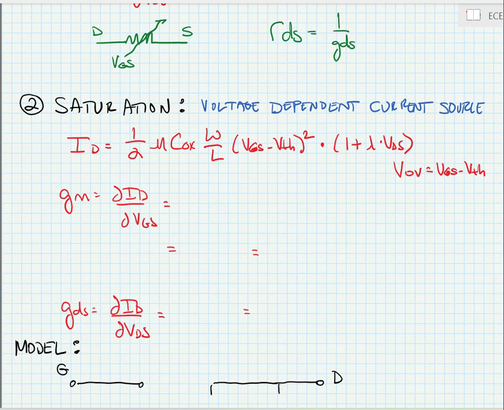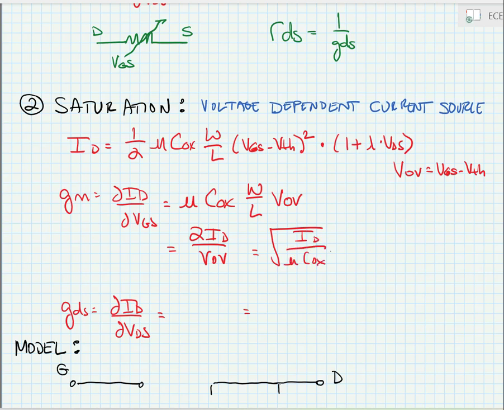The transconductance for a MOS device is given by dID by dVGS and is equal to mu C aux W over L times the overdrive voltage. You can make a few key substitutions and also show that the transconductance can be given by 2 times ID divided by VOV, or by the square root of 2 times ID times mu times C aux times W over L.